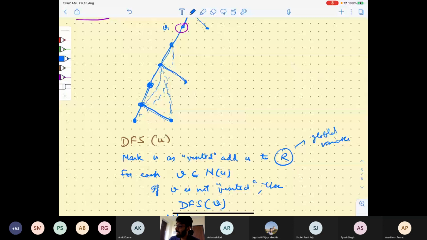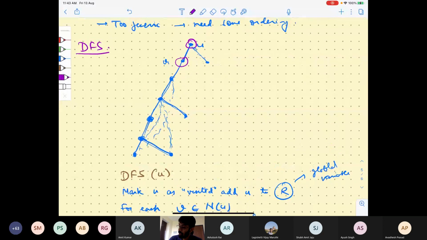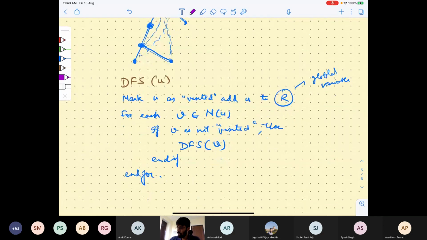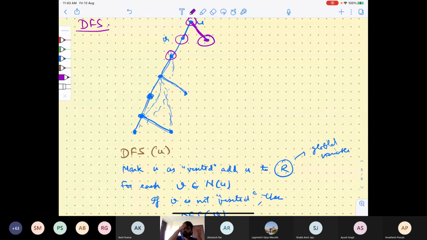Then again it will mark V as visited. It will circle this and add this vertex to R. And then again for some vertex it will start the algorithm again. And then when it will finish all of this, then it will start with another neighbor of U. Okay. So first one branch has to finish, and then it will come up when all the vertices have been explored, and then it will go up. So is the algorithm clear at least? What does the algorithm do? Any question about the description of the algorithm?